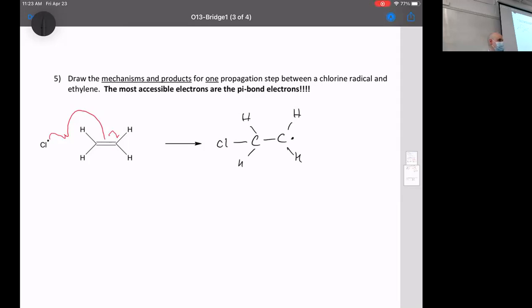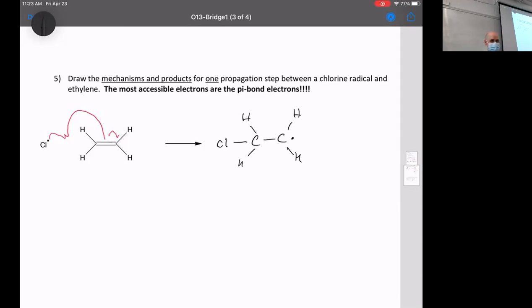Perfect. So now that we've done this mechanism a bunch of times, does this make sense? It's the same kind of mechanism, but talk to me about this molecule now. What have we made? Another radical, and what do radicals want?